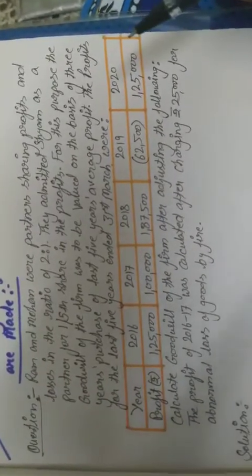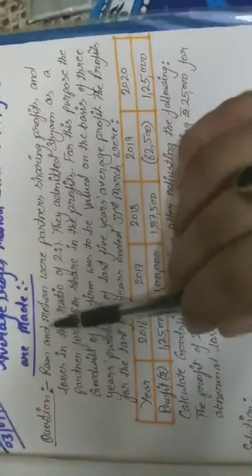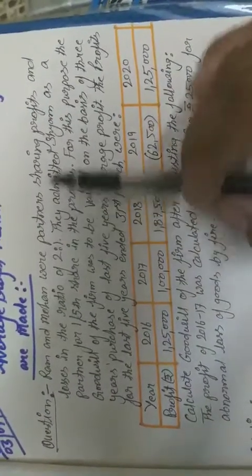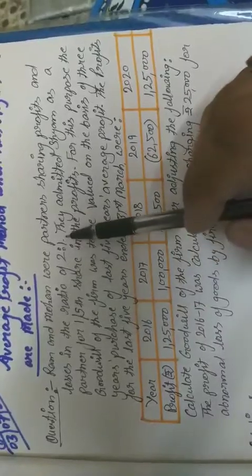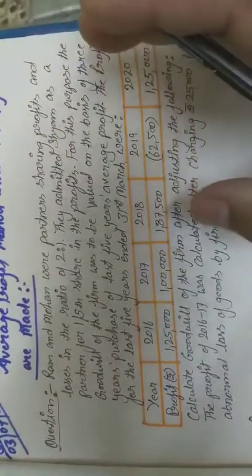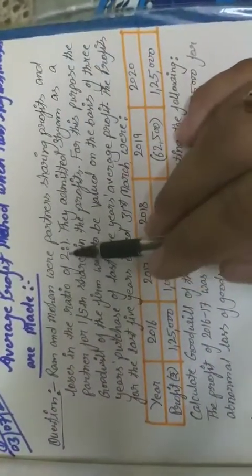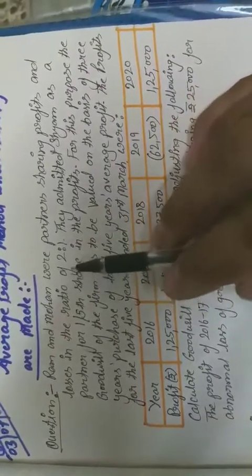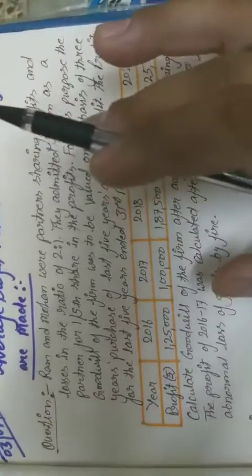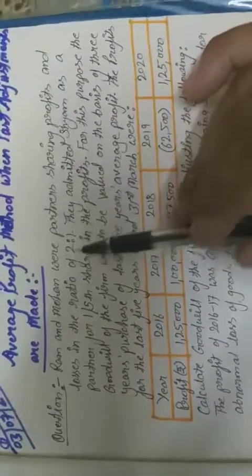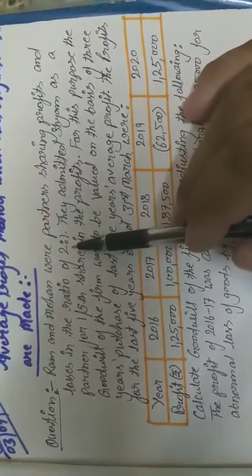Let's read the question. Ram and Mohan were partners sharing profits and losses in the ratio of 2:1. Ram and Mohan both are partners and they share profit in the ratio 2:1. अगर वो प्रॉफिट अर्न करते हैं तो 2 रुपये ये रिसीव करता है, 1 रुपया ये रिसीव करता है, if they earn 3 rupees. Okay, so that is the profit sharing ratio of both the partners.